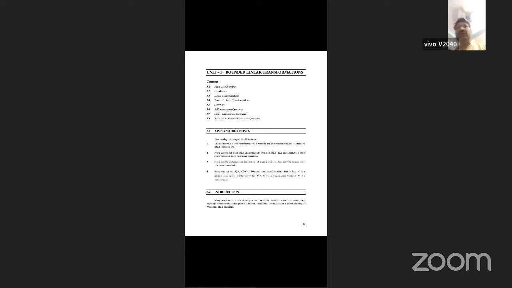Okay. Now, some other inequalities are also there. Then the continuation of the part is what is the Banach space, and the examples, and also we have explained the properties of Banach space. Now, this is the third unit, bounded linear transformation.